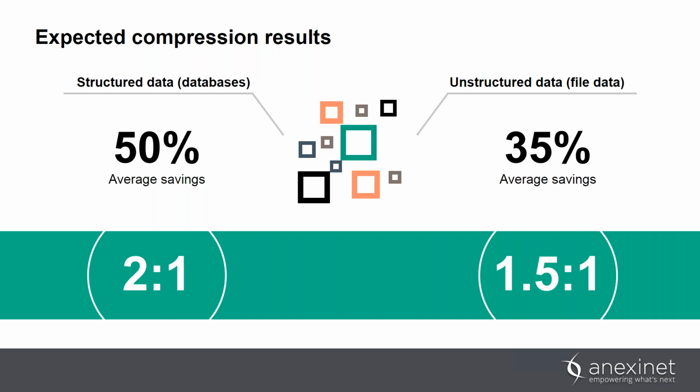Some of the typical expected compression results: with structured data, databases, you're looking at an average of 50% savings, so 2 to 1. And with unstructured data, file data, you're looking at average savings of about 35%, 1.5 to 1.